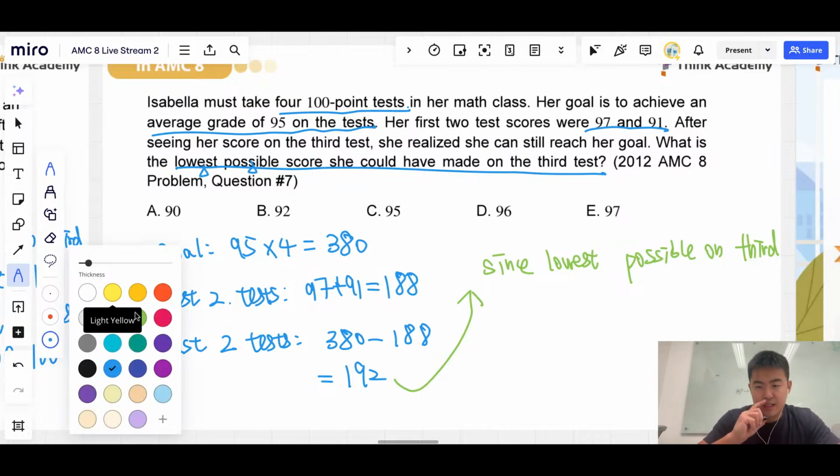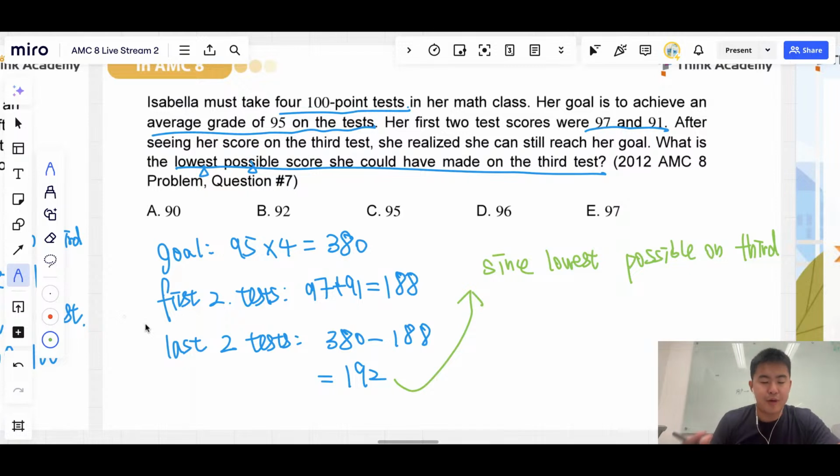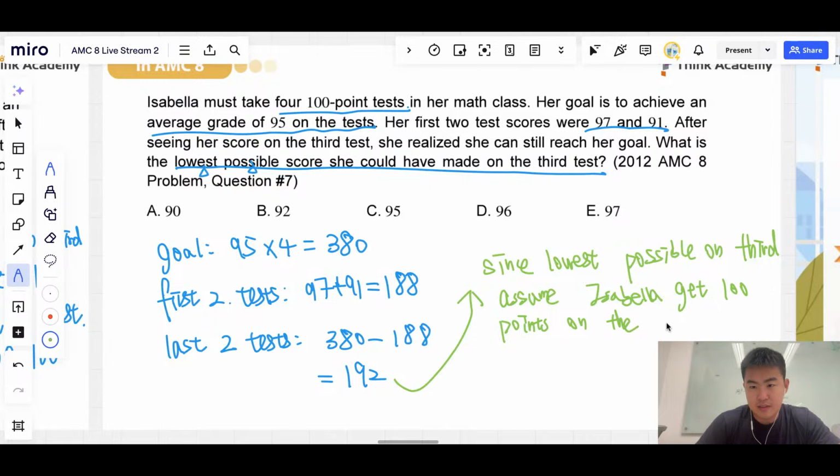Now, since we want the lowest on the third, that means the maximum on the fourth. Why? Because their summation is fixed. So if one number increases, the other one must decrease. We are looking for a decrease this time. So, Isabella, what is the highest possible score she can get for a test? 100, right? So Isabella gets 100 points on the fourth test.